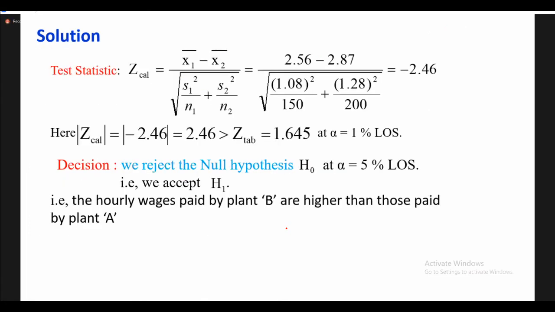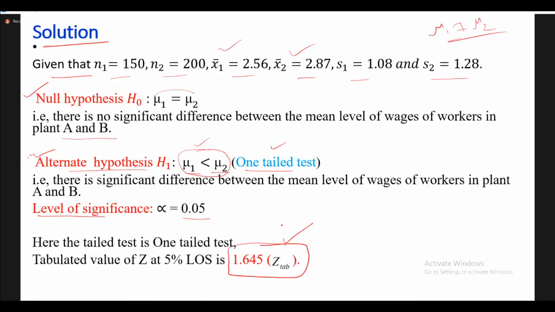And what is the fourth step? Test statistic. Before going to that one, all of you observe what is the given data. Sample sizes are given, sample means given, sample standard deviations given. They didn't give sigma 1 and sigma 2. We don't know these values.